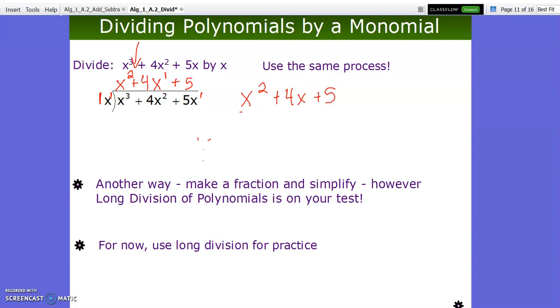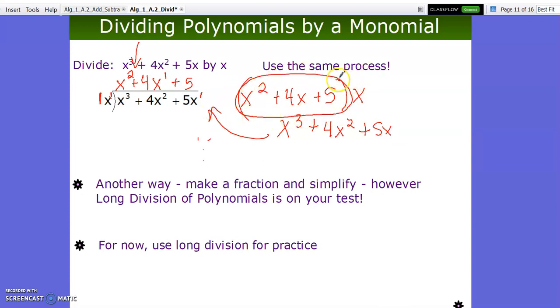You can always check this by taking your answer and multiplying it by what you were dividing. And go ahead and distribute. You'll get x cubed plus 4x squared plus 5x. So we're getting back what we started with here, but right here is our answer.